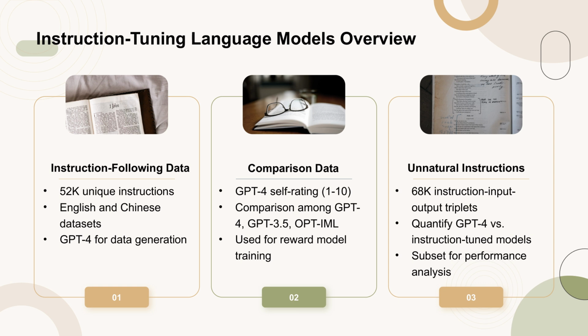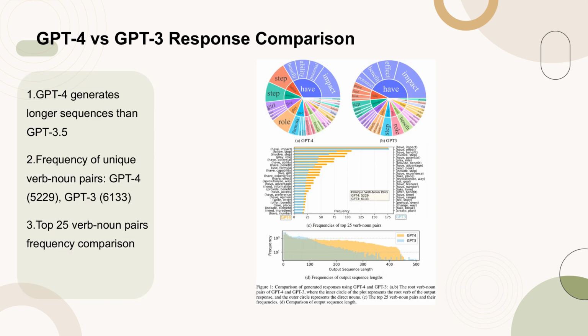Another dataset focuses on unnatural instructions, using a subset of 68,000 instruction-input-output triplets to quantify the performance gap between GPT-4 and instruction-tuned models. Figure 1 provides a detailed comparison of the responses generated by GPT-4 and GPT-3.5.